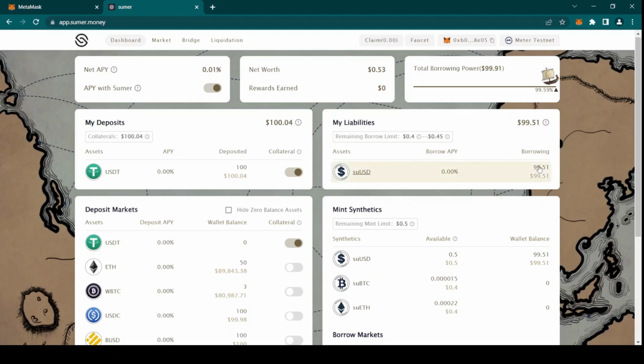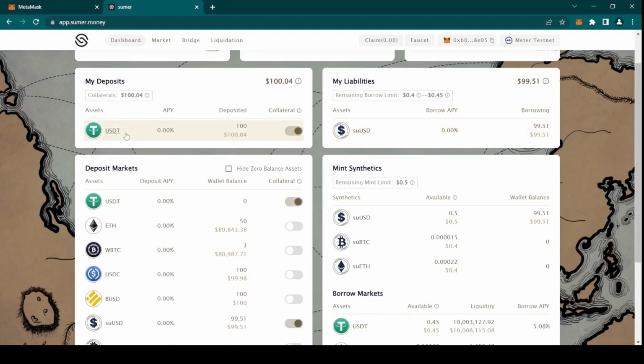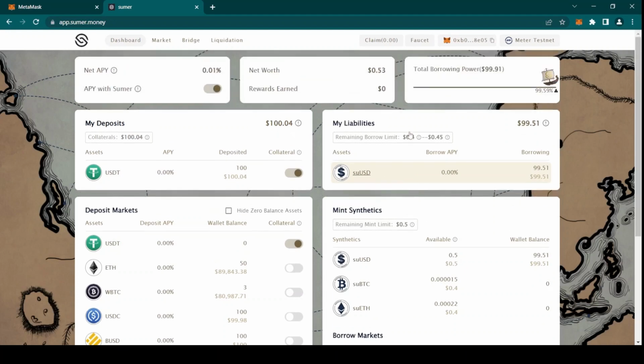The USDT asset that you deposited would be a native asset on the blockchain that you are currently on, whereas SUUSD is a multi-chain native asset. SUUSD is interoperable across any of the supported networks seamlessly, while your native asset USDT is secure on the native blockchain. Once you have fulfilled the need of SUUSD tokens and want your native assets back, you can repay the minted SUUSD synthetic asset on the Sumer.